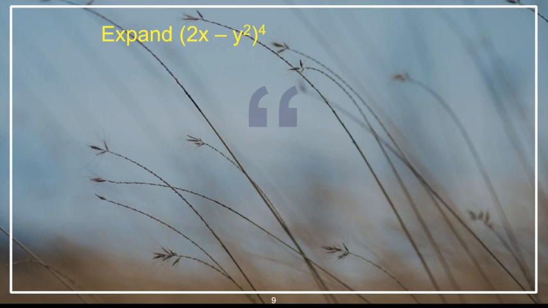Okay, now let's go to the next example. Expand (2x − y²)⁴. So this is what I was talking about to you earlier, wherein the first term cannot always be a, or the second term always be b. Sometimes it is something else, to make it more complicated. But what you have to remember is the concept.